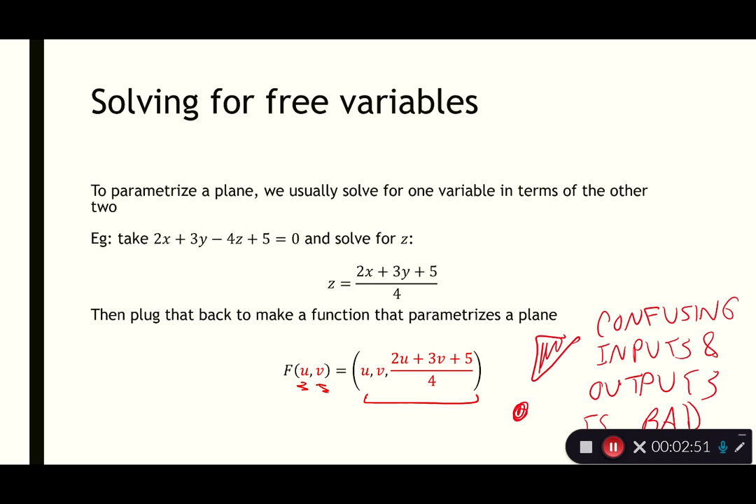as u and v vary. So if I plug in u equals 1 and v equals 3, then I'll get a point 1 comma 3 comma 10 over 4, and that's going to be one point on the plane. And I could get any other point I wanted on this plane by plugging in different values of u and v. I'm just trying to be careful about not confusing my parameter coordinates and my coordinates inside three-dimensional space. All right.